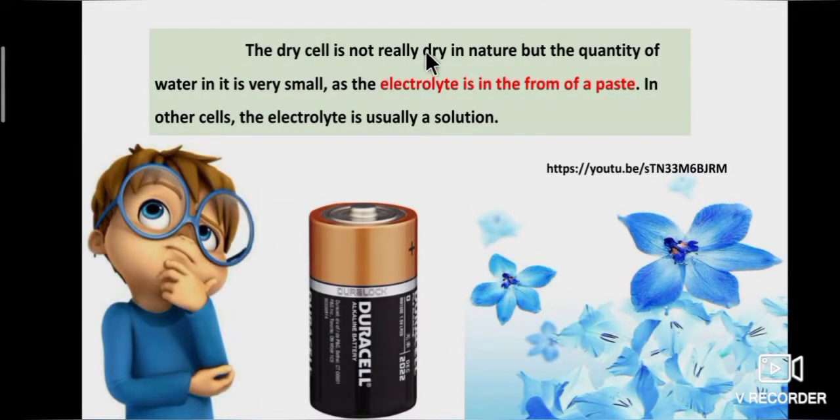The dry cell is not really dry in nature, but the quantity of water in it is very small, as the electrolyte is in the form of a paste. So in a dry cell, the electrolyte is a paste. In other cells, the electrolyte is usually a solution.